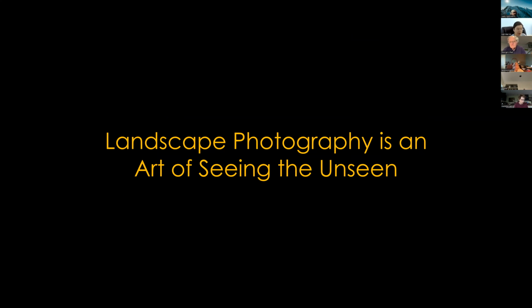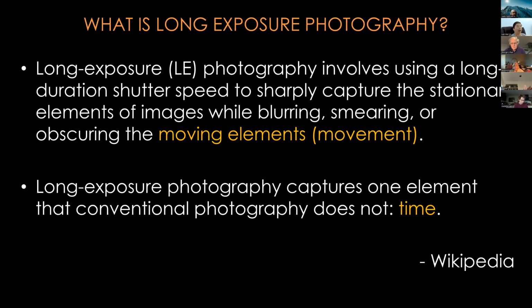We always use techniques, for example, long exposure photography, that allow us to see something that's not possible with the naked eye. And what is long exposure photography? If you look at Wikipedia, there's a long definition here. Long exposure photography involves the use of long-duration shutter speed to sharply capture the stationary elements of an image while blurring, obscuring the moving elements. So, long story here, but the key is the moving element, the movement.